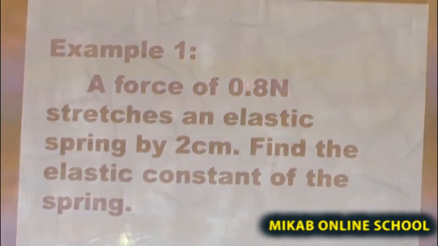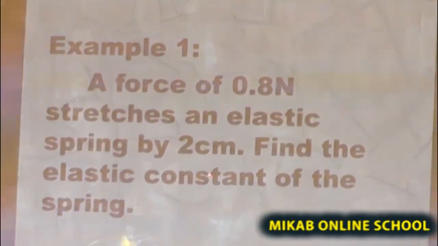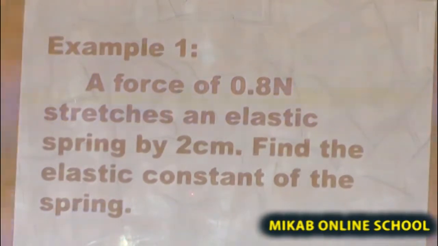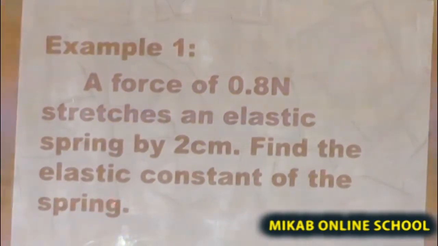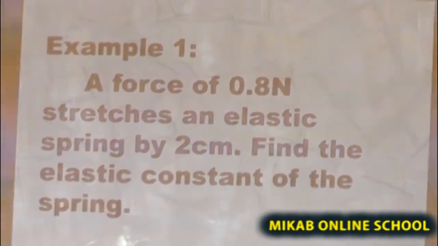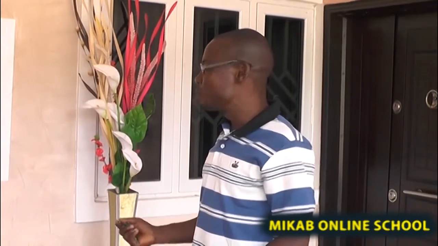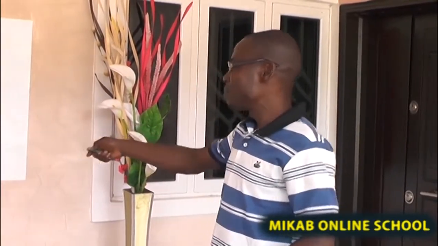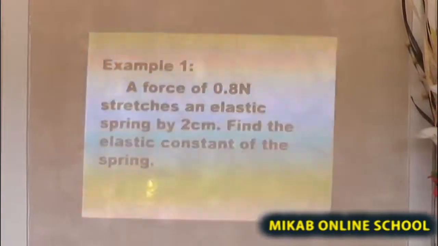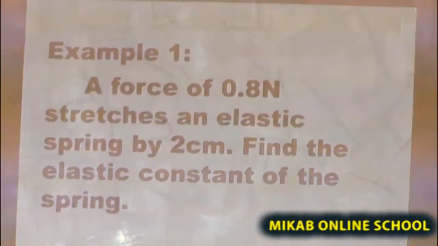A force of 0.8 Newton stretches an elastic spring by 2 centimeters. Find the elastic constant of the spring. What you have to find is the stiffness of the material used, the stiffness of that spring. Before you get to that, you must bring out the data we have in the question. It is from the data that you know which equation you are to use.